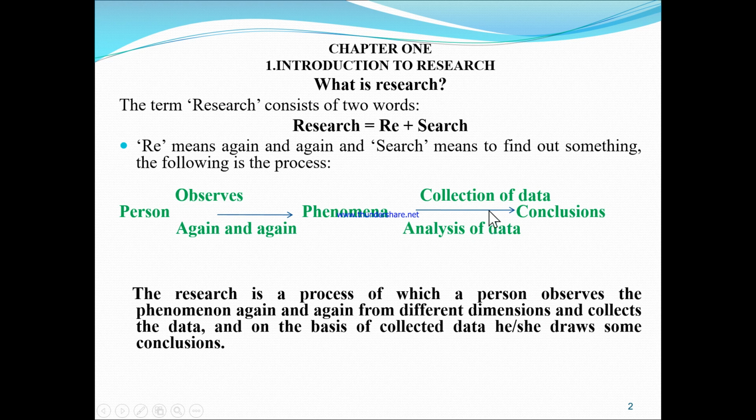The individual tries to collect some related data. This data is related to what? The phenomenon. So after collecting this data, the researcher, the one who searches the problem, tries to analyze this collected data. After analyzing this data, he may try to reach what? A final conclusion. So, in short, this is the process of research, how research can be done.